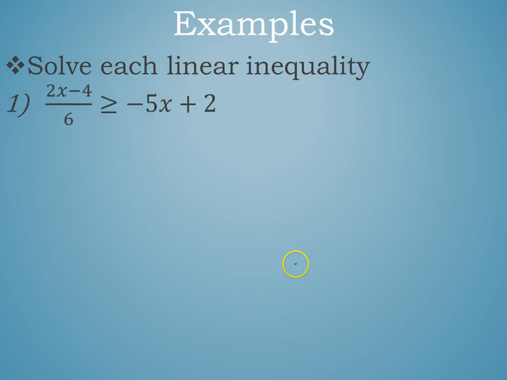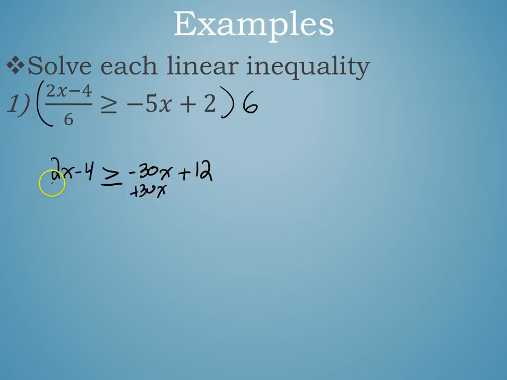Alright, one more. Let's deal with some fractions. So we have 2x minus 4 over 6 is greater than or equal to negative 5x plus 2. To clear out fractions, we always multiply the denominator to every single piece. When I multiply the left side by 6, the denominator cancels, leaving just the top, 2x minus 4, greater than negative 5 times 6, which is negative 30x. 2 times 6 is a positive 12. So now we have this nice linear inequality. Let's move the 30x by adding it to both sides.